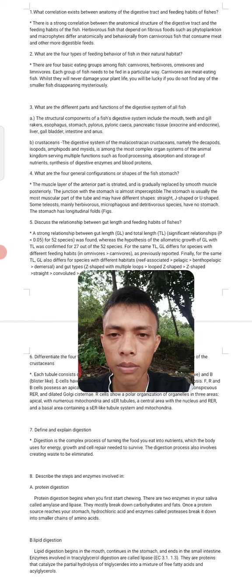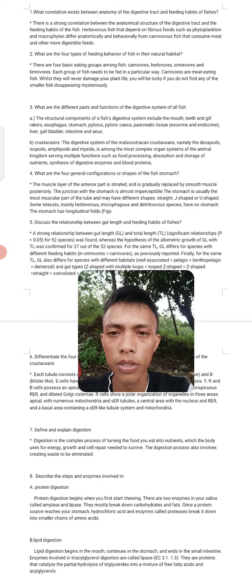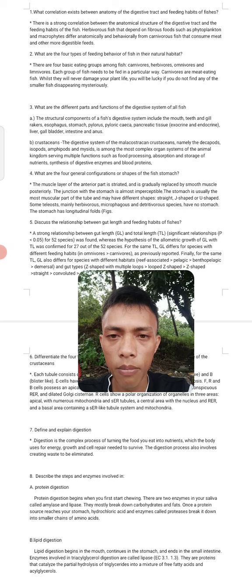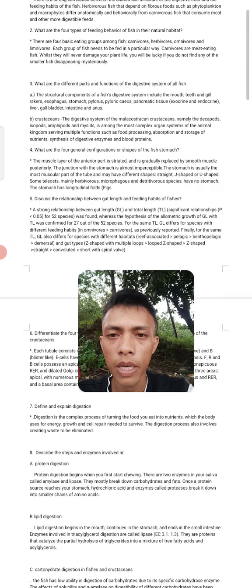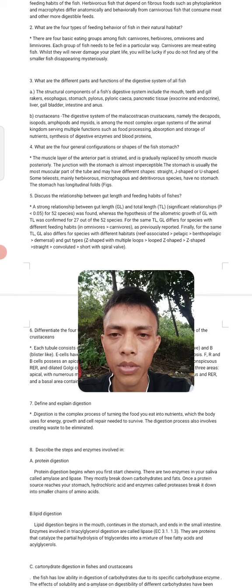Some teleosts, mainly herbivores, micropagus, and detritivorous species, have no stomachs. The stomach has longitudinal folds. Number 5. Discuss the relationship between gut length and feeding habits of fishes.